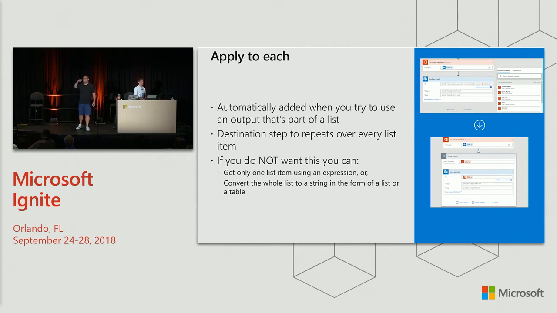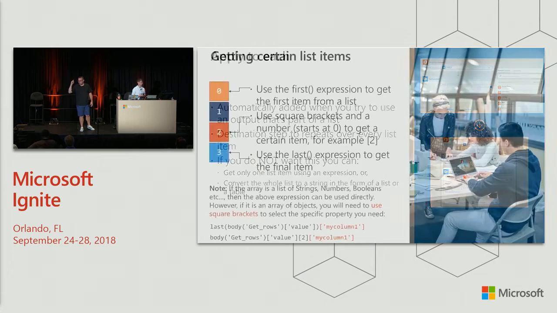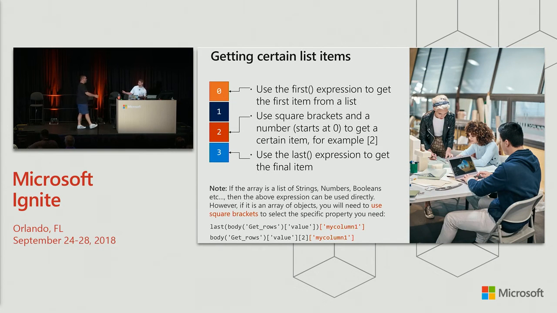Now, if you don't want that, there's a couple ways out of it. You get only one list item using expressions or filters, or you can convert the whole list to a string in the form of a list or a table, and that will help you get past that if you don't want the apply to each as well. And so now, David, getting certain list items.